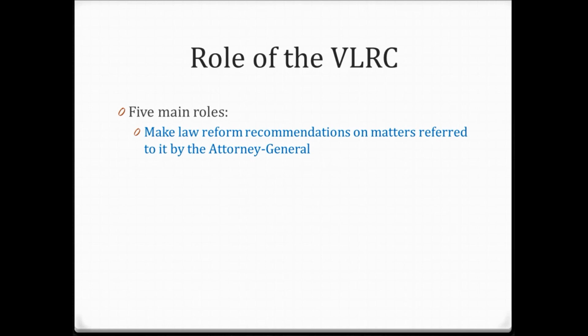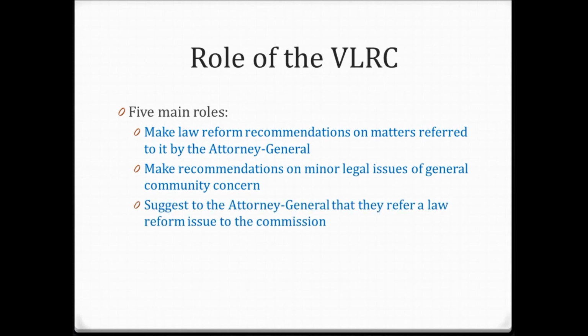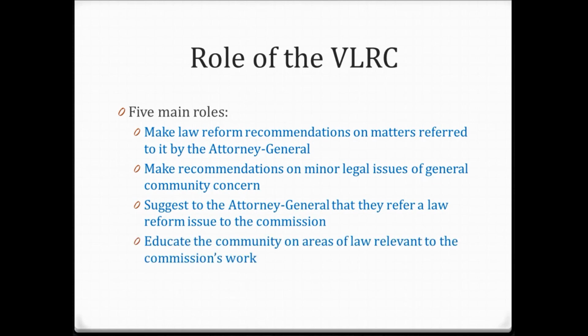Firstly, it makes law reform recommendations on matters referred to it by the Attorney General. It can make recommendations on minor legal issues of general community concern. It can suggest to the Attorney General that they refer a law reform issue to the Commission. Its role is to educate the community on areas of law relevant to the Commission's work, and it also monitors and coordinates law reform activity in Victoria with other law reform bodies.